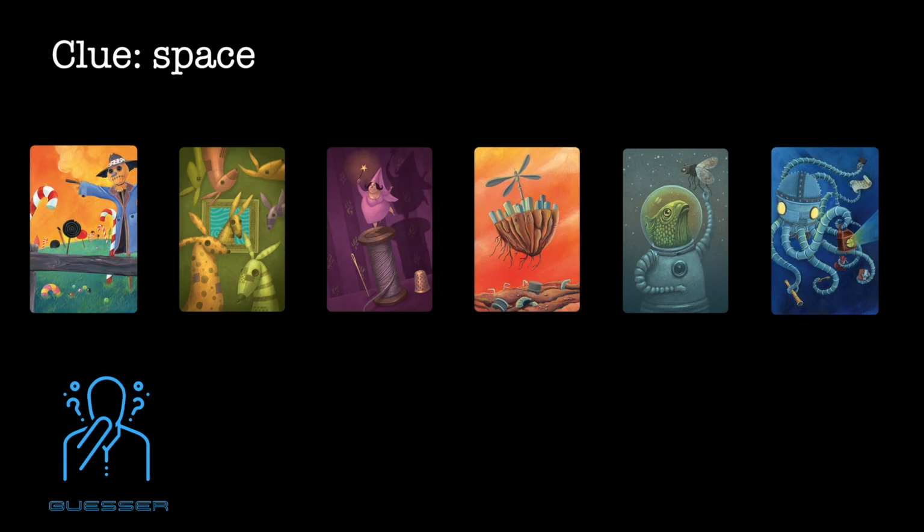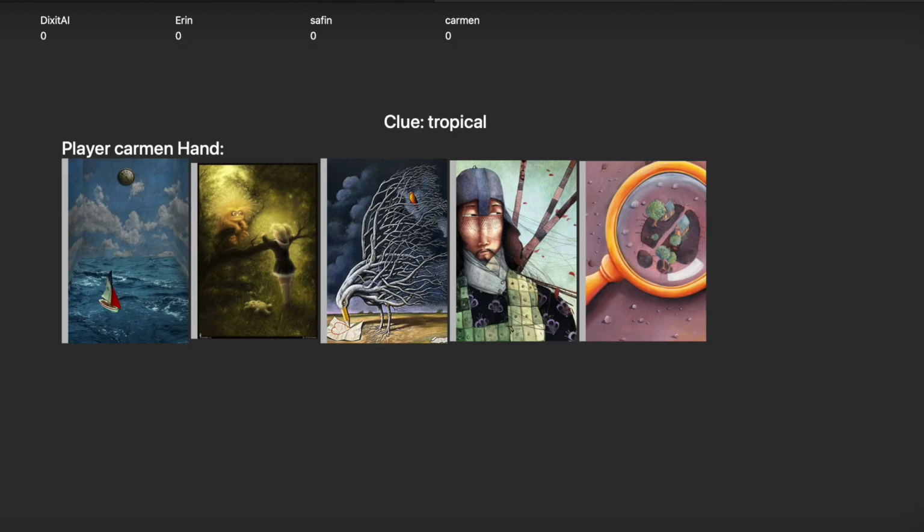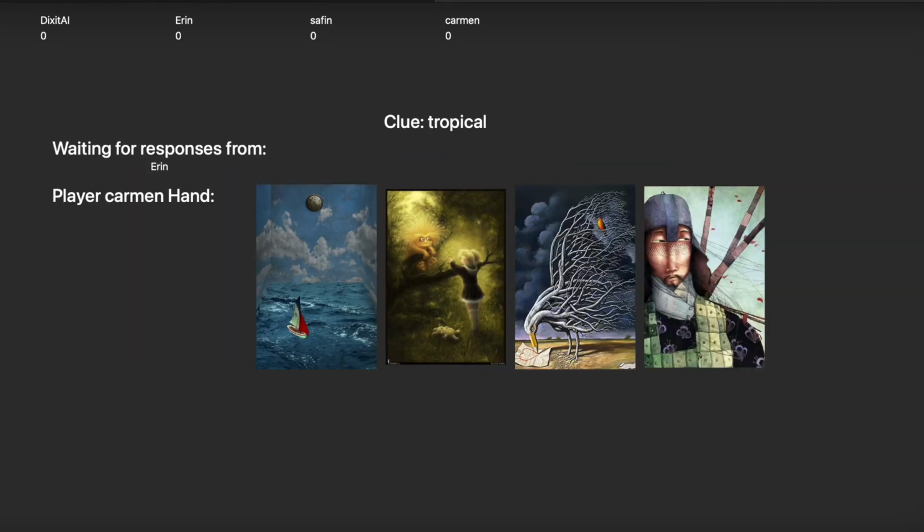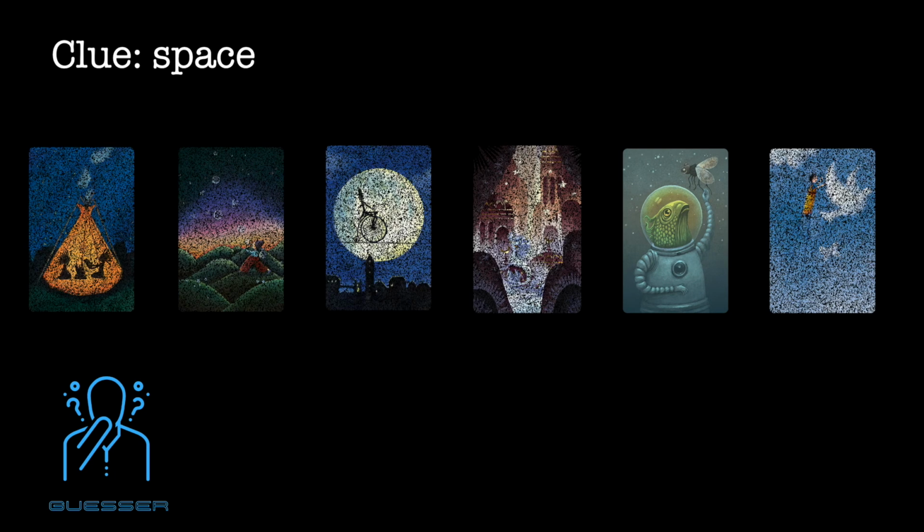Guessers will then choose a card from their deck they think most closely matches the clue. The agent does this by calculating the similarity score between the annotations for the card and the storyteller's clue. The card whose annotations yield the highest similarity score with the clue is chosen. This card is referred to as a decoy card.